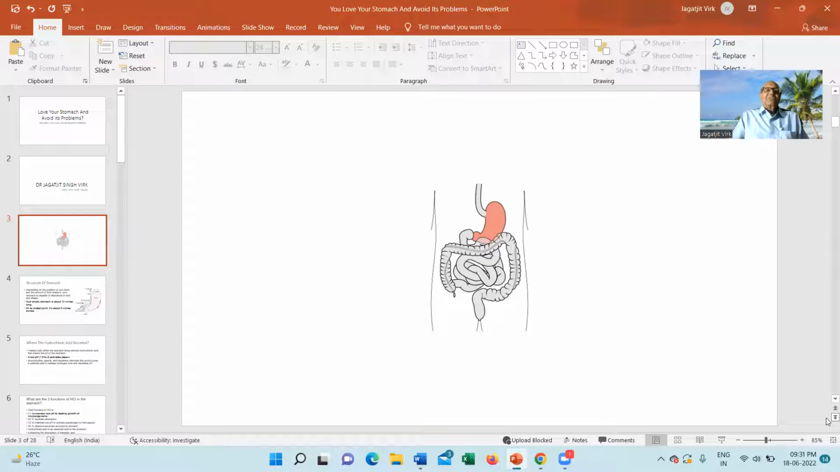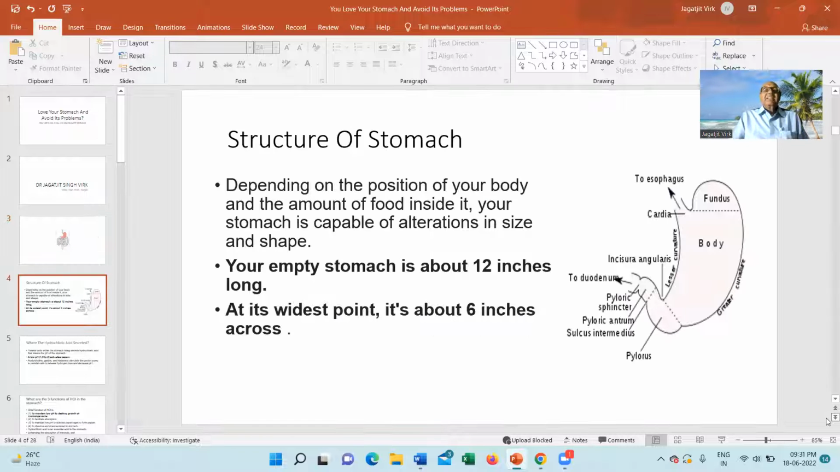This is the picture of the stomach with the intestines, rather the entire gastrointestinal system. Structure of stomach. Depending upon the position of your body and the amount of food inside it, your stomach is capable of alterations in size and shape. Your empty stomach is about 12 inches long and at its widest point, it is about 6 inches across.